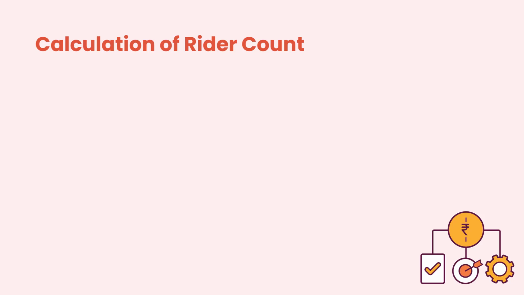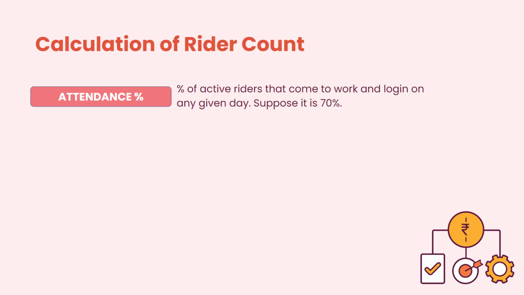Now let us spend some more time to understand the concept of attendance percentage. Attendance percentage is the percentage of riders that come on any given day. For example, if the active rider count in any given week is 100 and on average 78 riders come daily to work, then the attendance percentage is 78%. So assuming attendance percentage is 70%, which means 70% of the total active riders come to work on a daily basis.